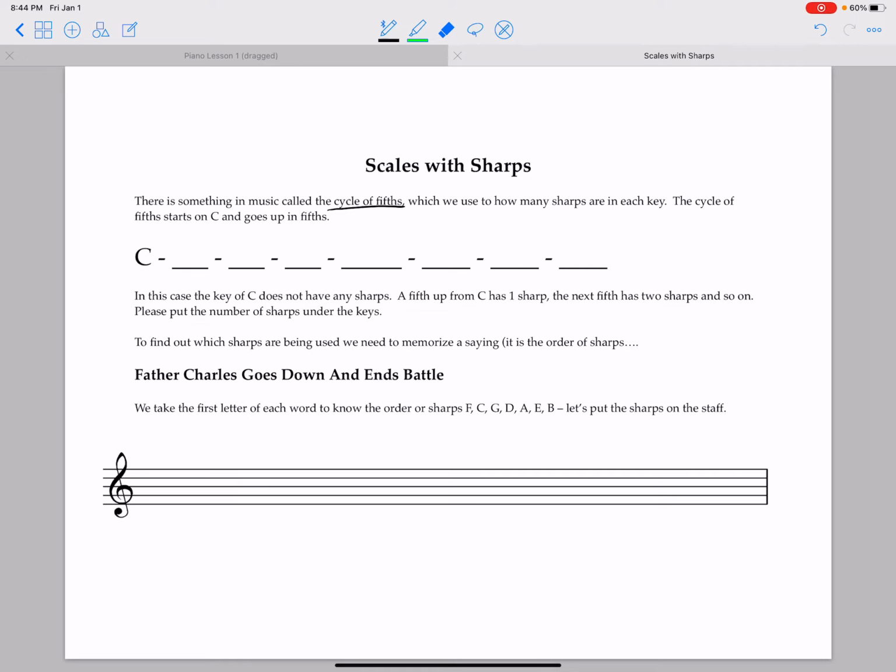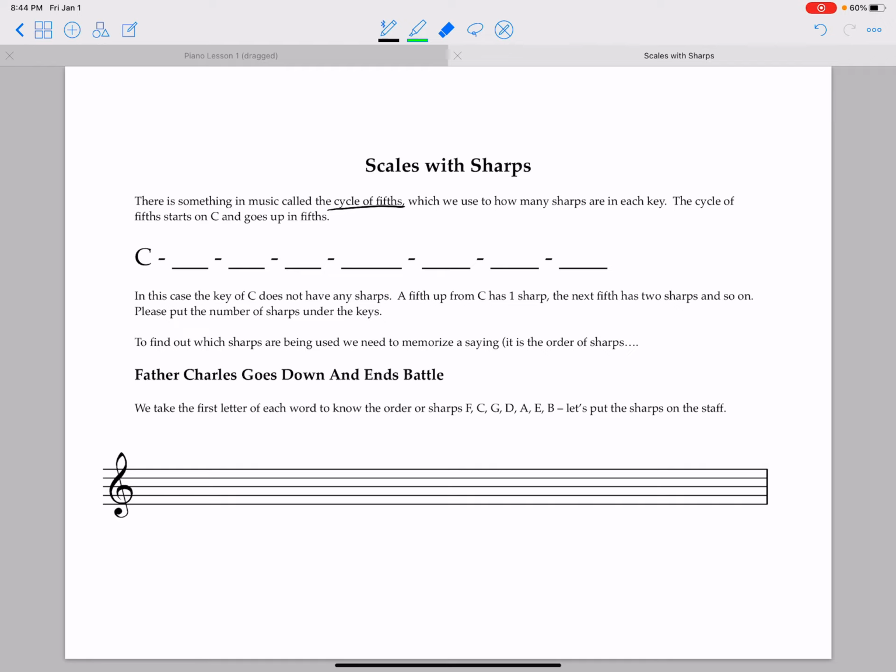All right, we're doing scales with sharps. These are scales that use sharps in them. And a scale is something like do, re, mi, fa, sol, la, ti, do. So it starts on do, it ends on do, and for right now it has 8 notes.